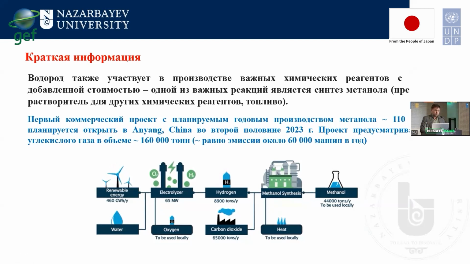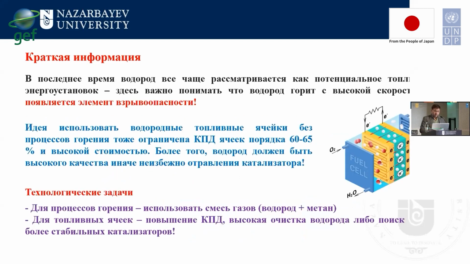This 160,000 tons of CO2 is approximately equal to the CO2 emissions of 60,000 cars per year. So it equals removing 60,000 cars per year.